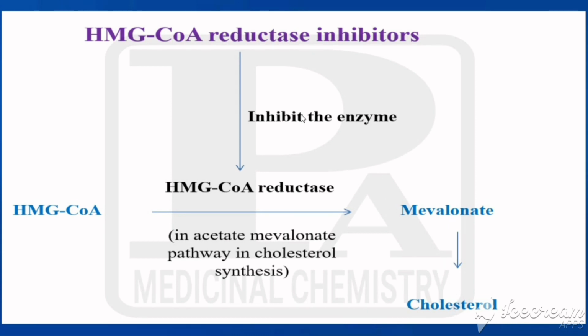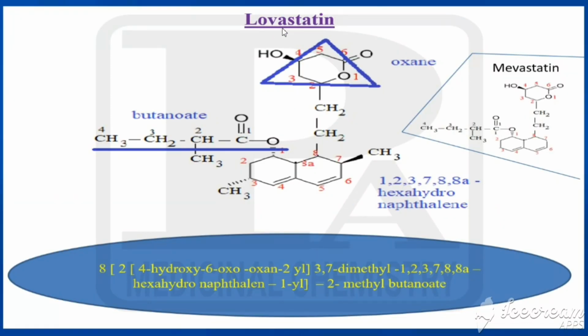So by inhibiting this enzyme, here we have taken HMG-CoA reductase inhibitors. These inhibitors inhibit the enzyme called HMG-CoA reductase. By inhibiting this enzyme, HMG-CoA would not be converted to mevalonate, and that would not be finally converted to cholesterol. Here we have seen HMG-CoA reductase inhibitors.